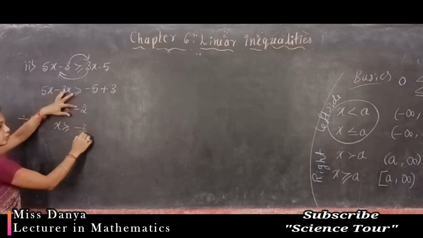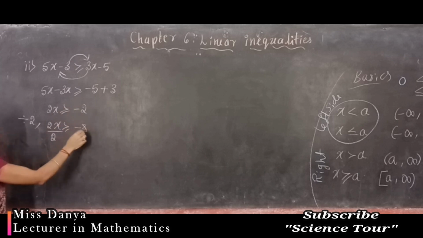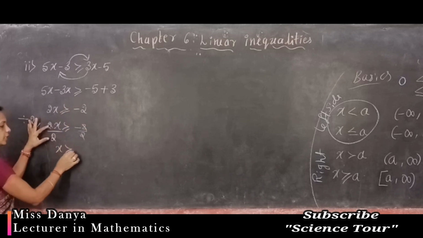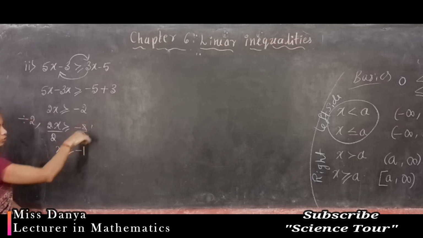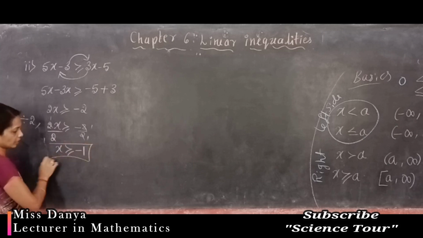dividing by 2. Otherwise we write fully: 2x dividing by 2, greater than or equal to minus 2 by 2. 2 by 2 cancels here on both sides. So that gives you x greater than or equal to minus 1. Two ones are ones. So x greater than or equal to minus 1.